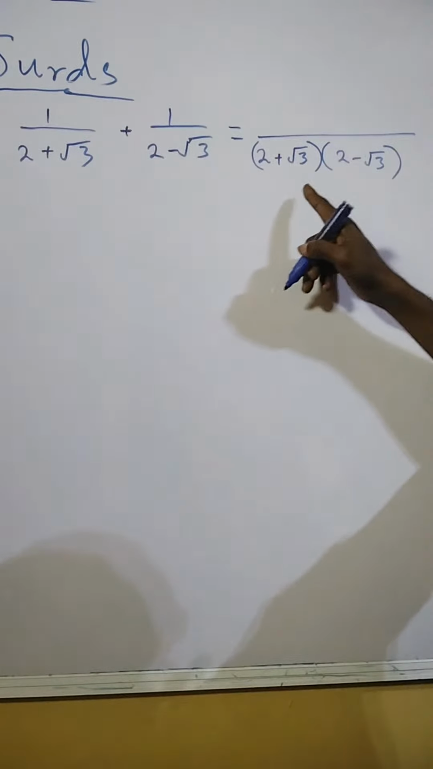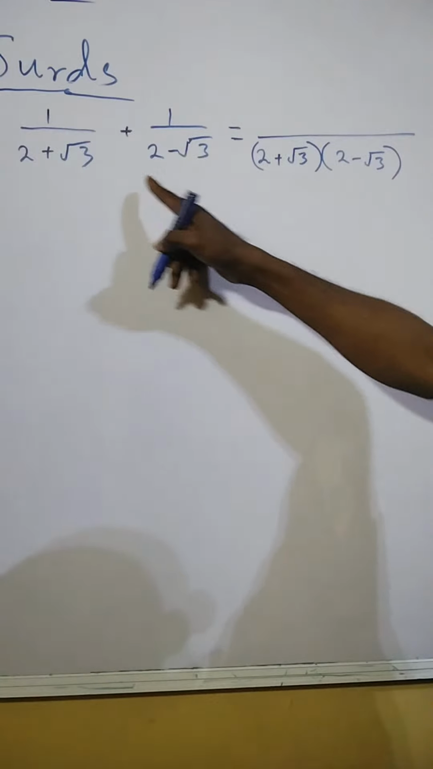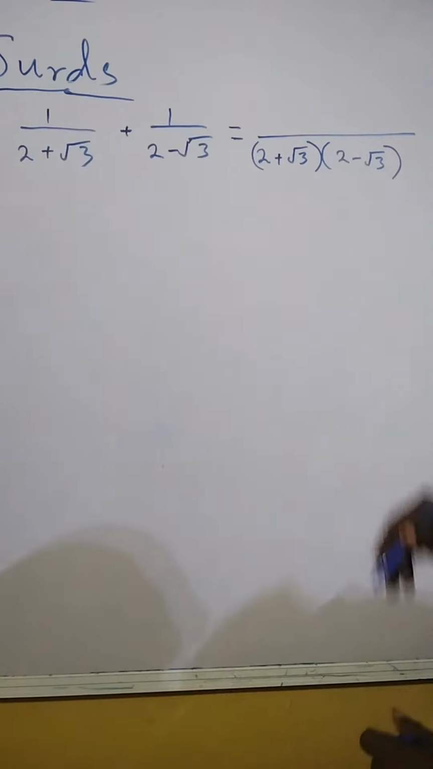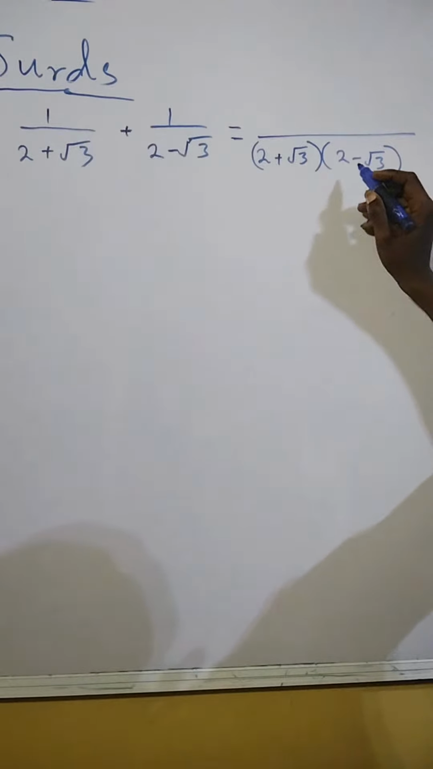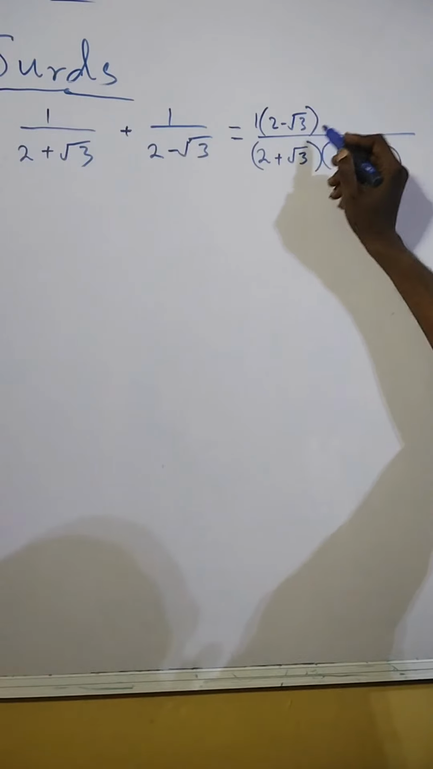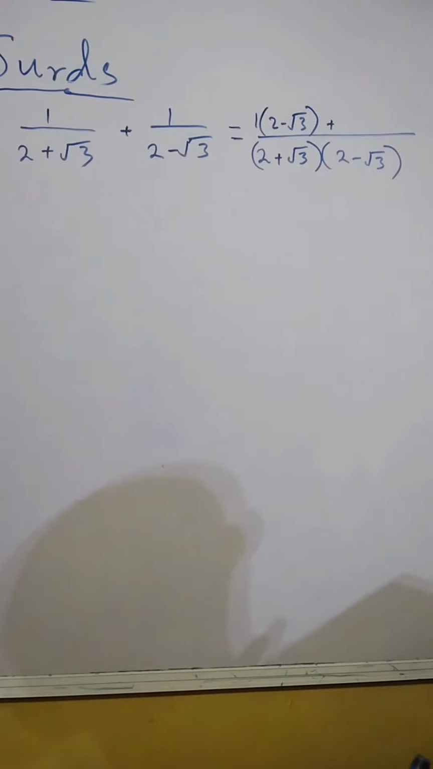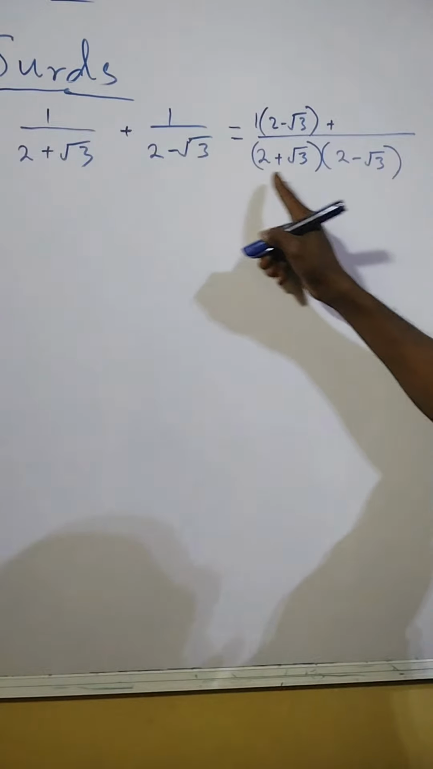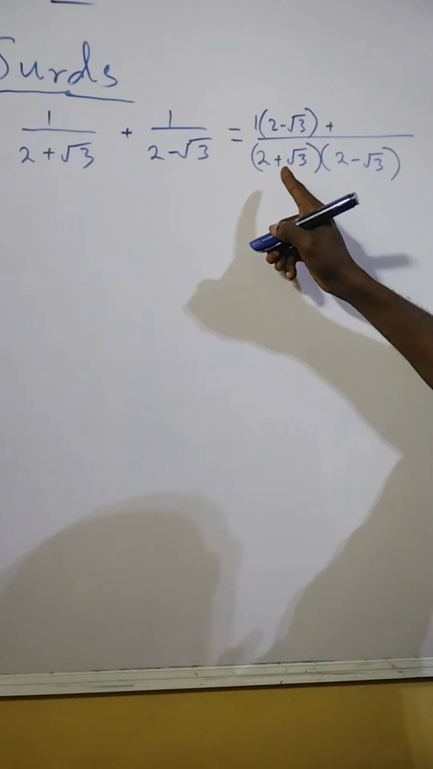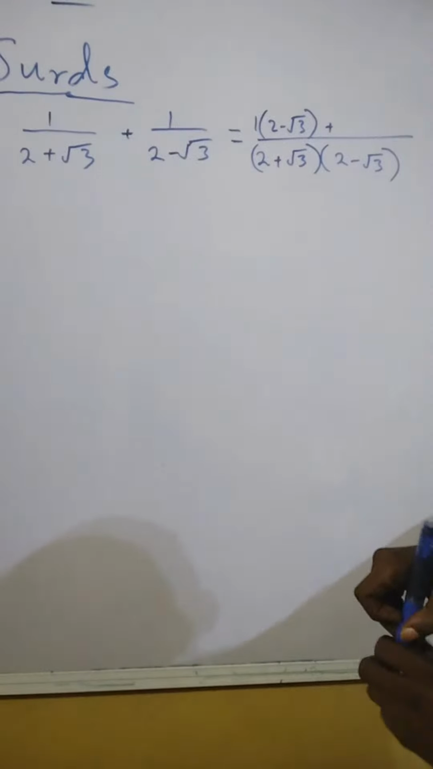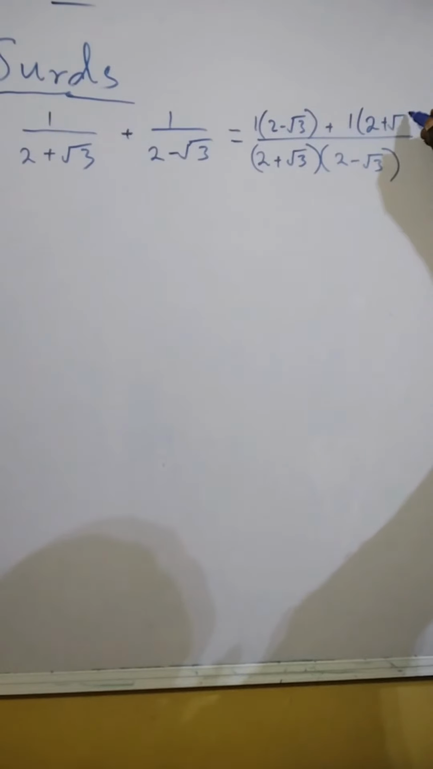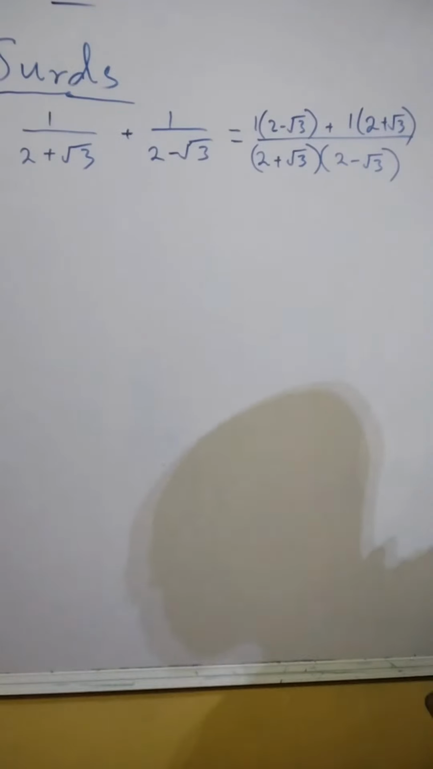Then the normal way of solving fractions now, 2 plus root 3 will go here. It implies 2 plus root 3 cancels 2 plus root 3, remaining 2 minus root 3. And this 2 minus root 3 now will multiply 1. So that's why this one will become 1 times 2 minus root 3 here, then plus. Similarly here, 2 minus root 3 goes here. So this cancels each other, and we have 2 plus root 3 left. And that 2 plus root 3 will multiply 1. So this also becomes 1 times 2 plus root 3.